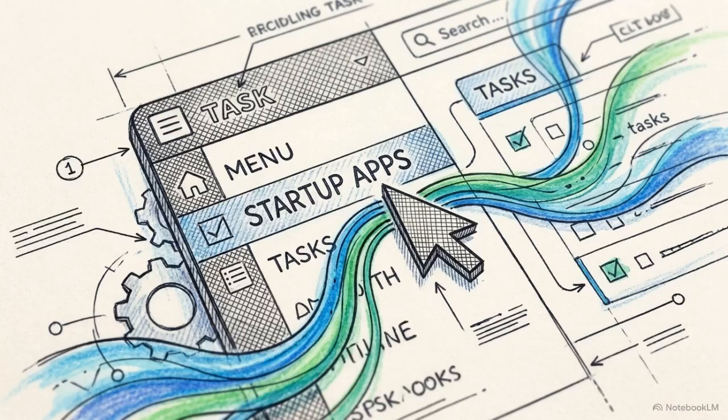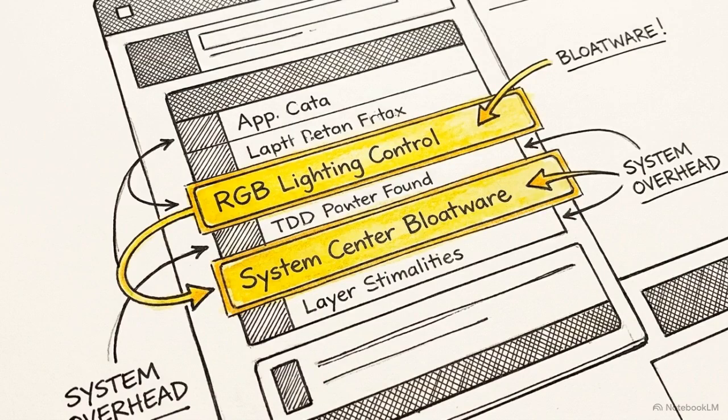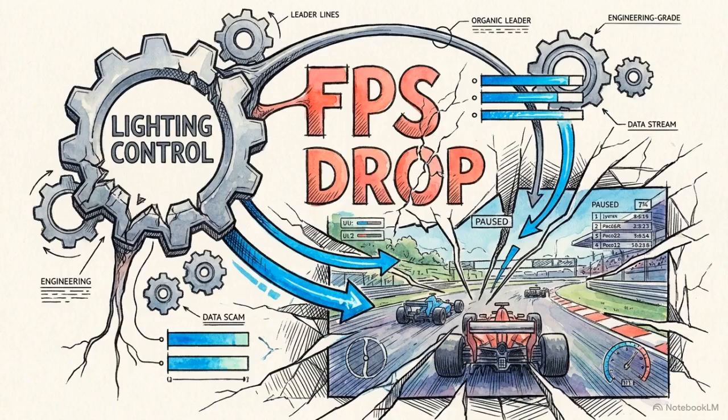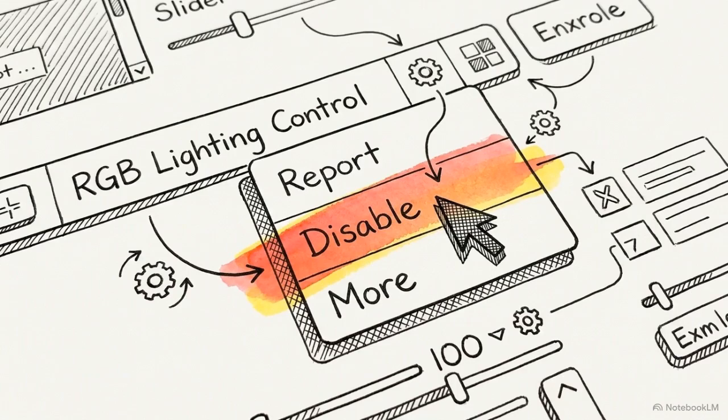Open your Windows Task Manager and click the Startup tab. Look specifically for manufacturer bloatware and RGB control software that load as soon as you boot. These utilities constantly poll the system to synchronize lighting and monitor temperatures. Every time they check in, they steal vital CPU cycles away from your game. Right-click and disable any of these non-essential manufacturer applications.